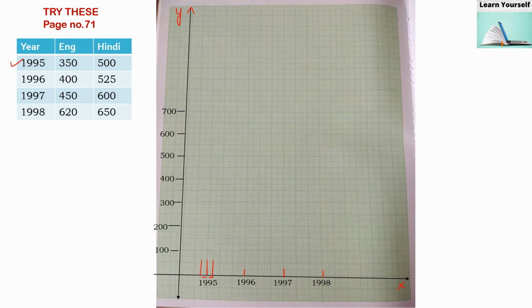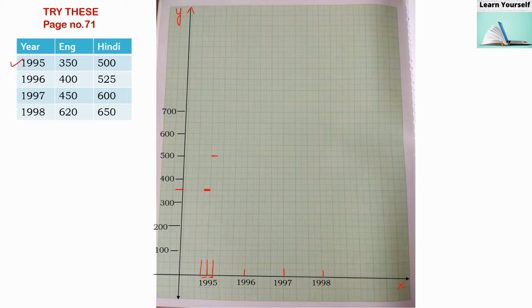As you can see here, this is in the middle. So here this is 350, after that 400 will be there. So for English this is going to be my reading, and from here I am going to join it till down. Then Hindi is 500. So this will be my reading for Hindi. This I am going to draw till down.